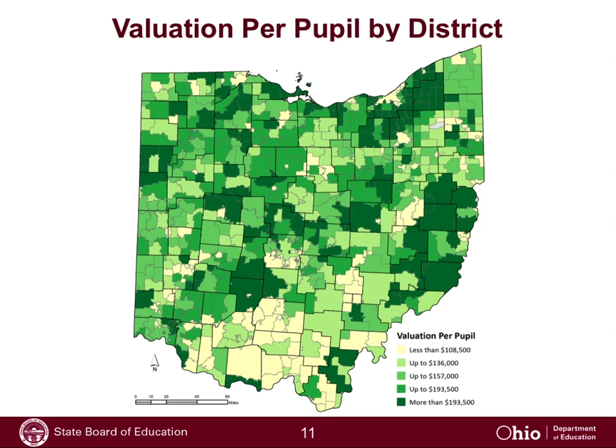You can also see in the eastern part of the state the impact that the shale and natural gas exploration has had on those districts. Generally, you can see that suburban districts that are surrounding our large metropolitan areas have higher valuation per pupil. But again, this illustrates the diversity in wealth that exists across the state.